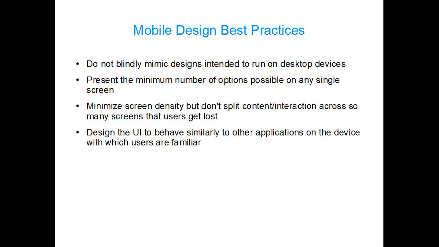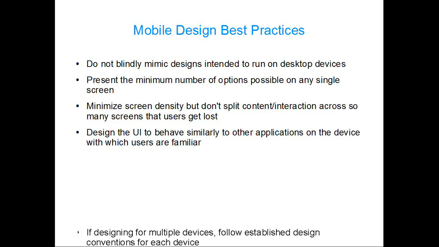And design the UI to behave similarly to other applications on the devices with which users are familiar. So what basically happens is iPhone has a different interaction model, a different UI theme, and the way the UI interacts. Android has a different one, BlackBerry has a different one, even the look and feel and the behavior, everything is different for these devices. So we can't expect an iPhone experience in BlackBerry or a BlackBerry experience in iPhone. So this is very much important.